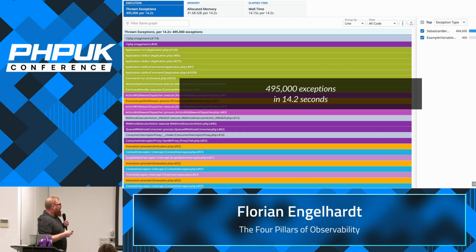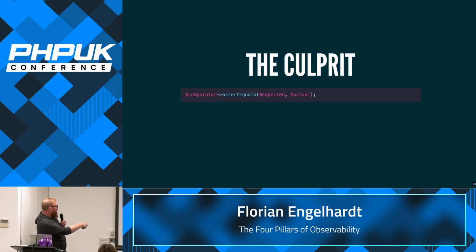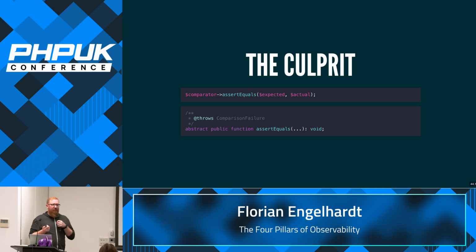The culprit, going down in the flame graph, is super deep. It's 85 frames deep, so it's not completely on the screen. But going down to the end, we see this function. This is the comparator library from the PHPUnit ecosystem, and it has this signature. It's basically an assert equal function that will return void if the assertion is correct.